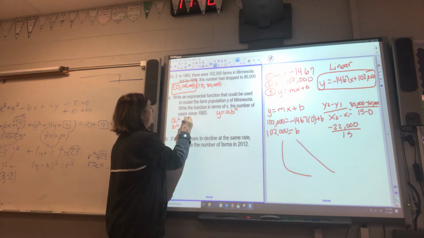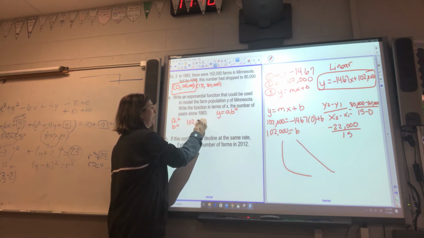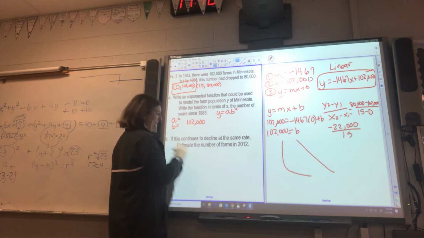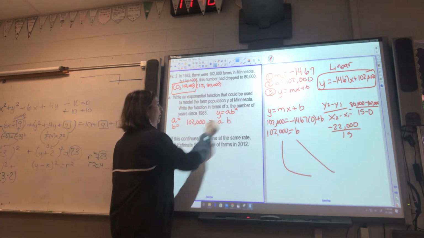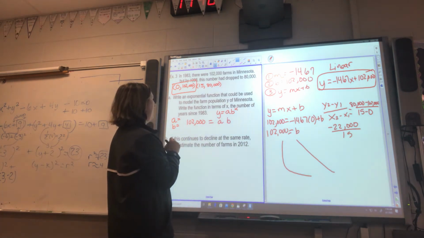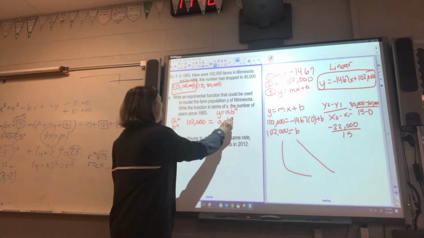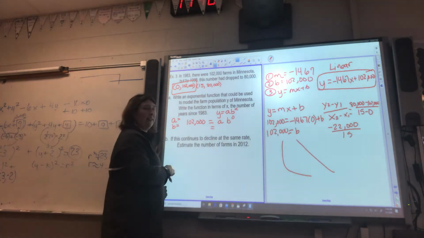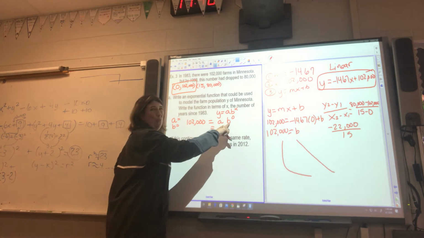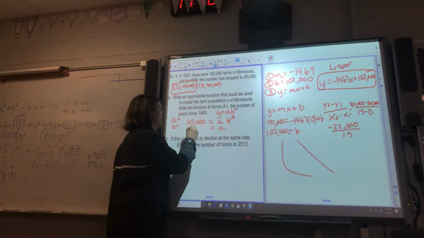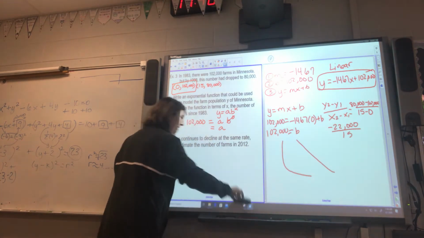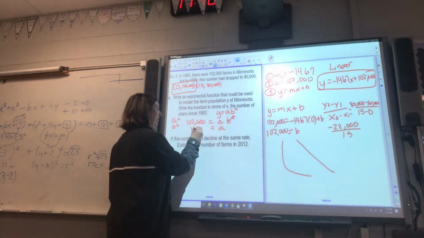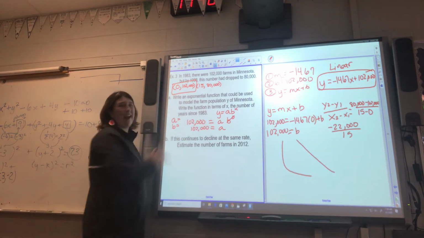Y is 102,000. A, we don't know. B, we don't know. And X is 0. Anything to the 0 power is 1, which means that just cancels. And A is 102,000. This is our A value.